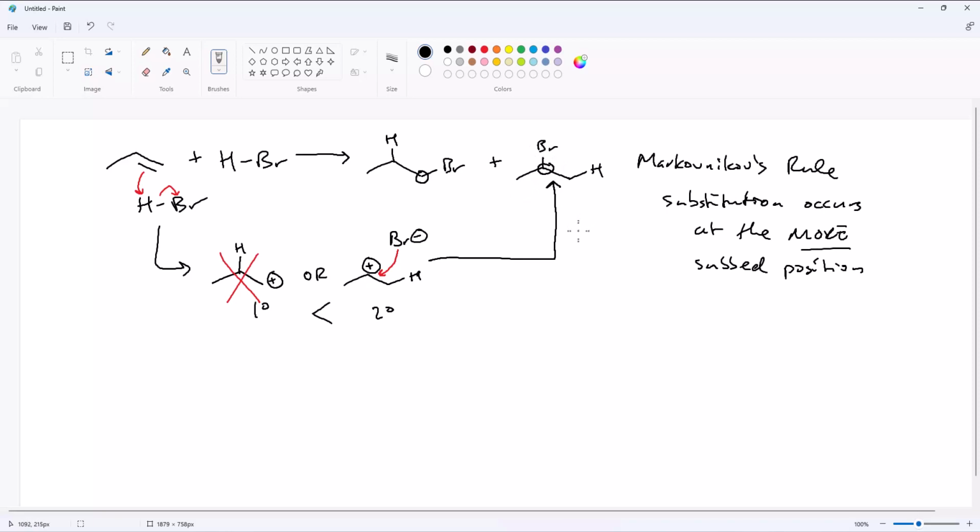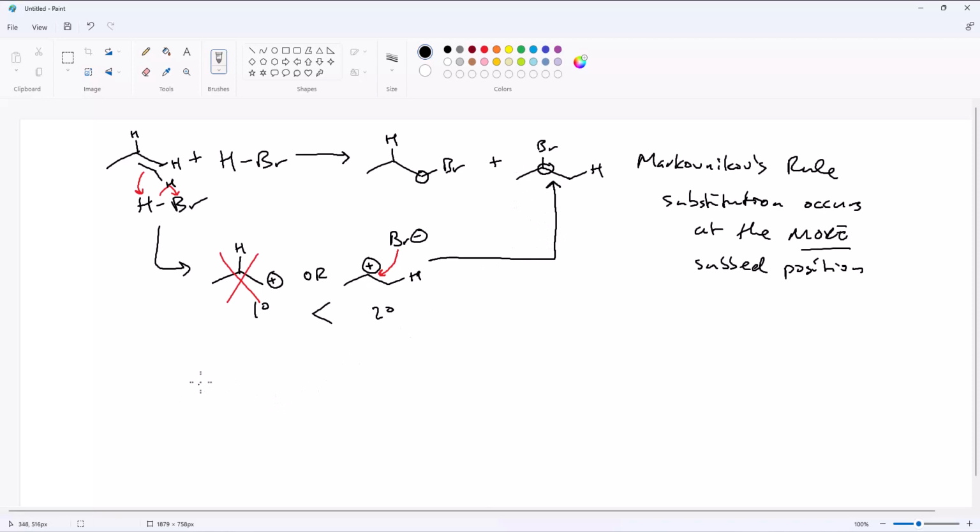An alternative way to say this is that the H will go to the location that has more H's. So in our starting material, we have 2 H's at the terminal position. We have 1 H at the internal position of the alkene, so our H would go to the terminal position, and our Br would go to the more substituted position.